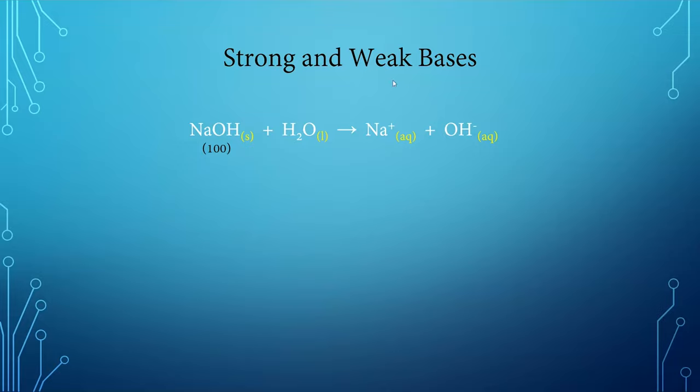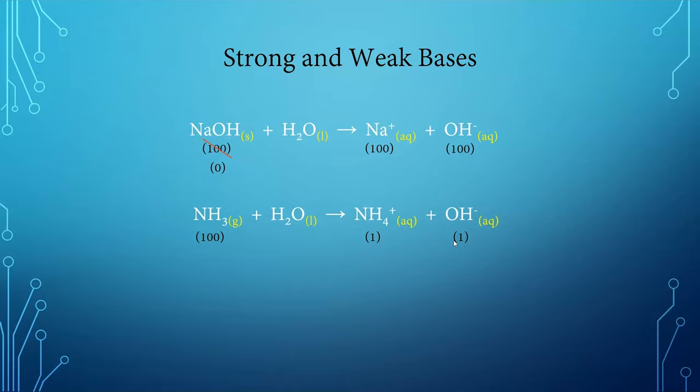Like acids, bases come in strong and weak. So sodium hydroxide, if we take 100 sodium hydroxides and we dissolve it in water, we'll get 100 sodium ions and 100 hydroxide ions, which means there'll be none of the sodium hydroxides remaining. We get 100% conversion. So just like with acids, if every single one of the acids or bases dissociates to form H+ or OH-, we consider them to be strong. Ammonia is an example of a weak base. If you take 100 ammonia molecules and dissolve them in water, you'll only get one ammonium ion and one hydroxide ion. So ammonia is about as weak a base as acetic acid was an acid.